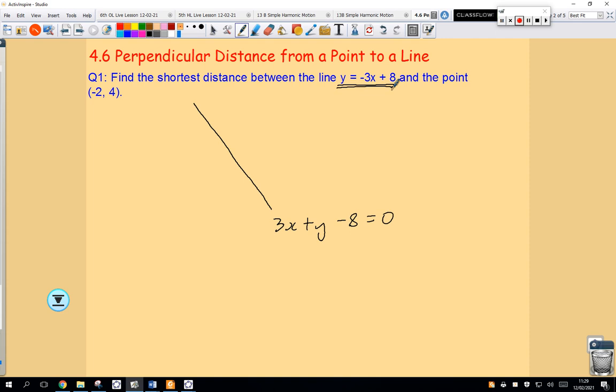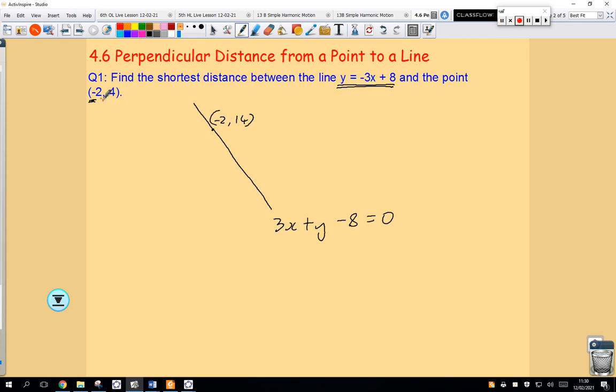The point negative 2 comma 4, where would that be in relation to this line? One thing I could do is see which side of the line I think it's on. If I plug negative 2 in here for x, I'd get y equals negative 3 times negative 2, which is 6, plus 8, which is 14. That means somewhere on this line is the point negative 2 comma 14. This is not on the line.